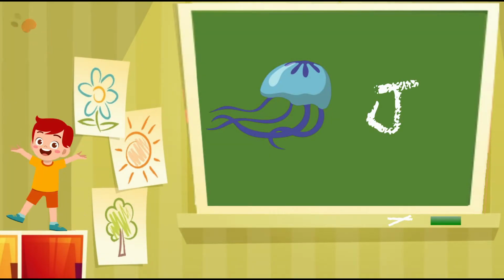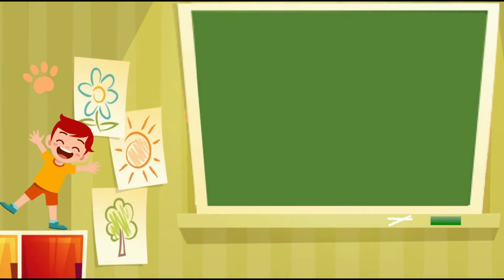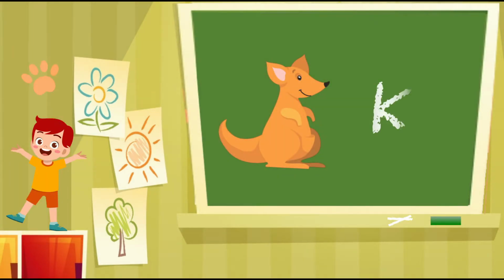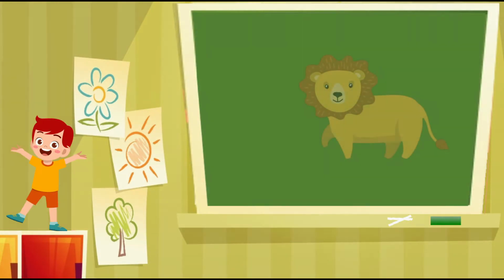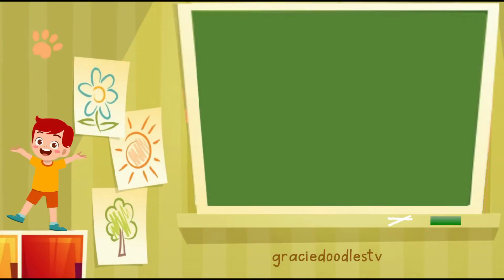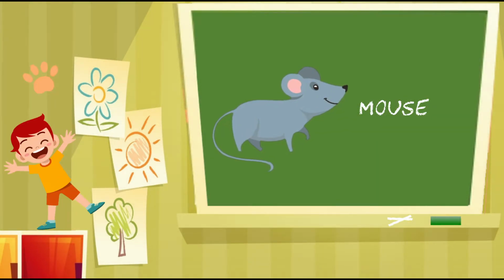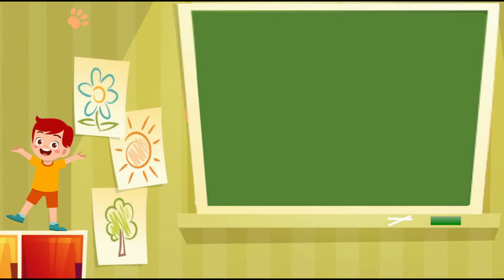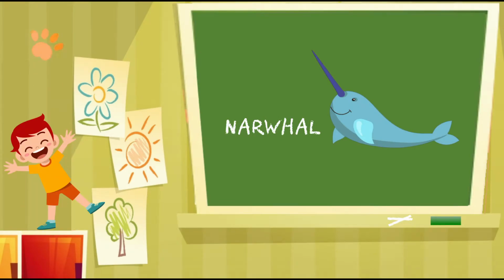J is for jellyfish. K is for kangaroo. L is for lion. M is for mouse. N is for narwhal.